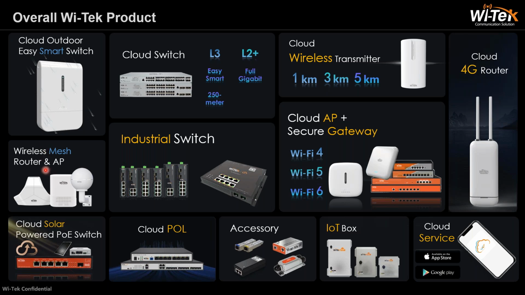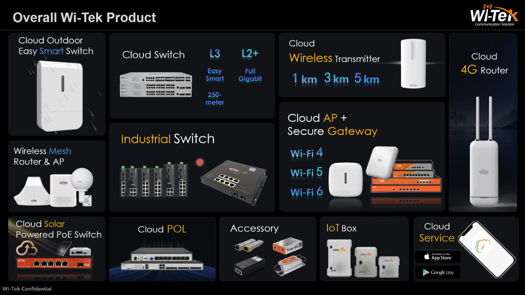And let's move to the wireless mesh router and AP. This wireless mesh router and AP is very suitable for small business scenarios under 600 square meters. If you have such a scenario, I recommend using 3 to 5 APs and a router to build a very small-scale Wi-Fi coverage project.